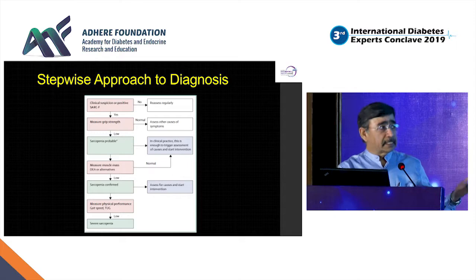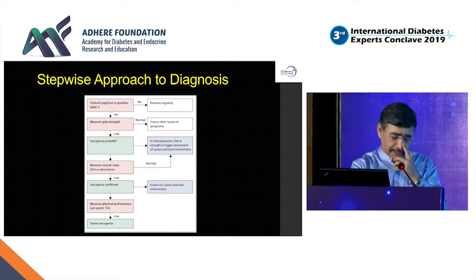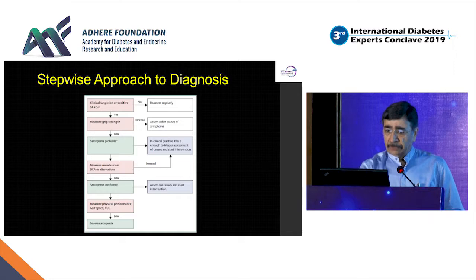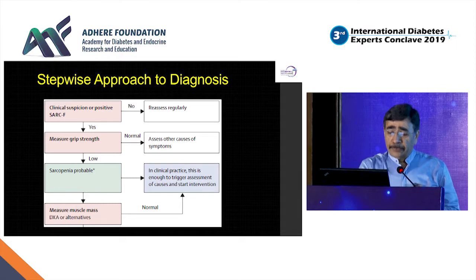So this is a stepwise approach suggested by the European Working Group, and first thing is the clinical suspicion. Elderly people, you should keep screening for presence of sarcopenia. If you are screening and you don't find any reason to suspect sarcopenia, they are in regular screening on a periodic basis. If you suspect there is sarcopenia, or if SARC-F, a tool for identifying sarcopenia, is positive, then you put them to the muscle grip test.